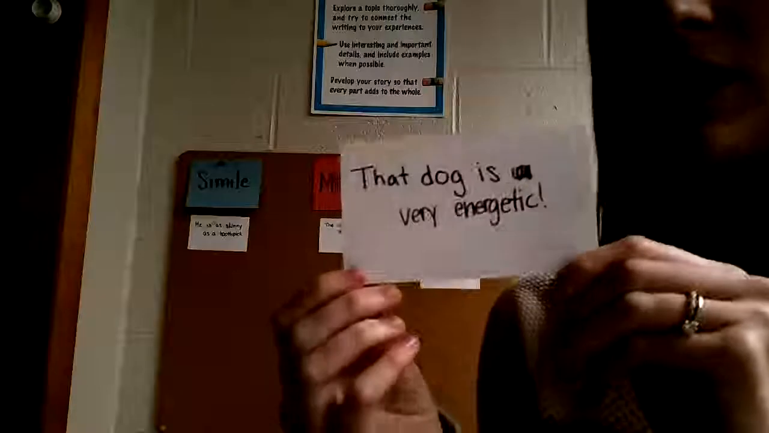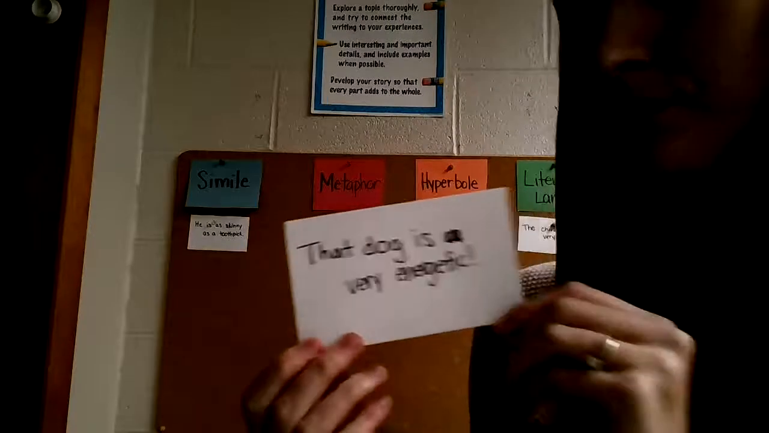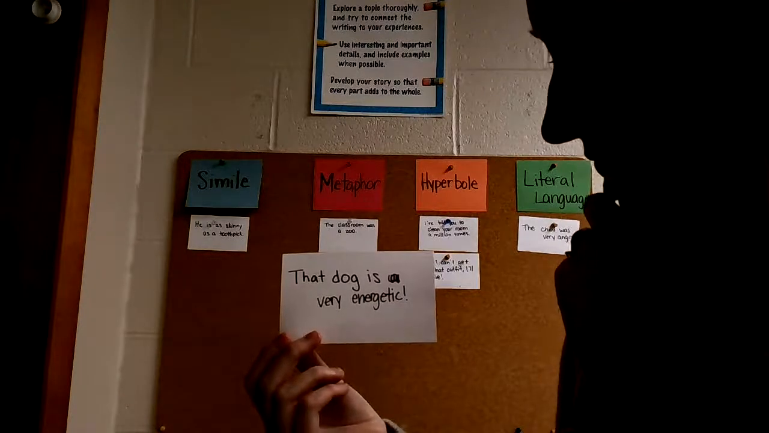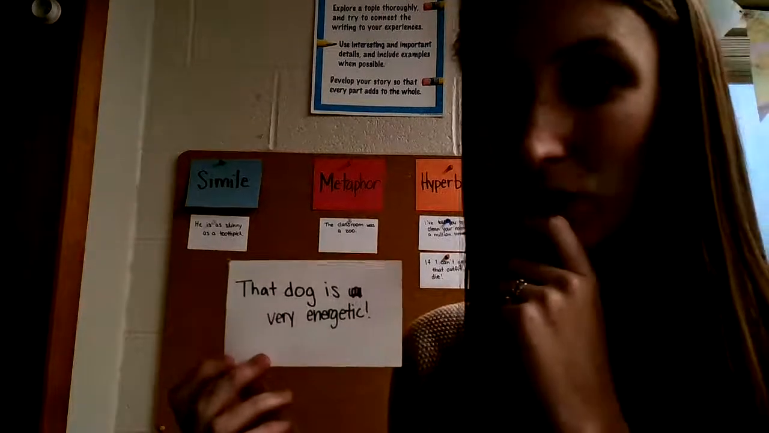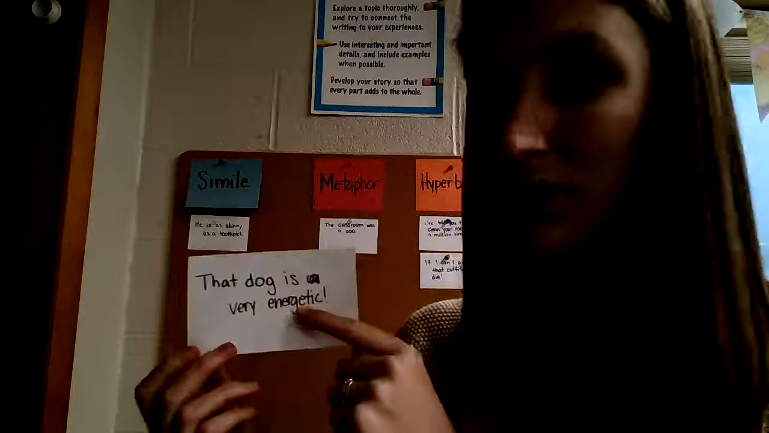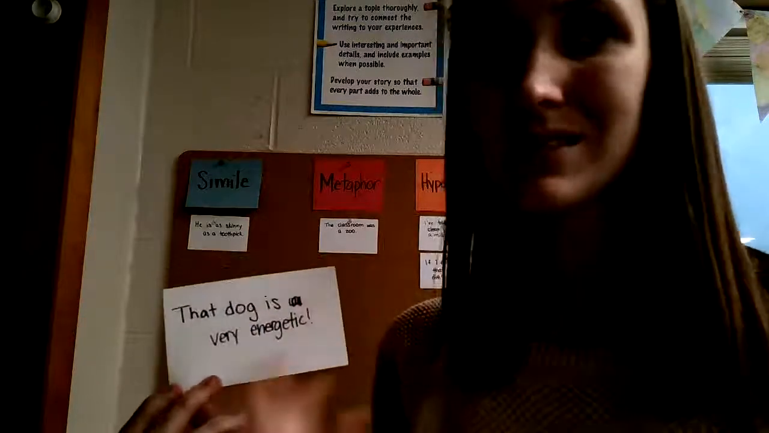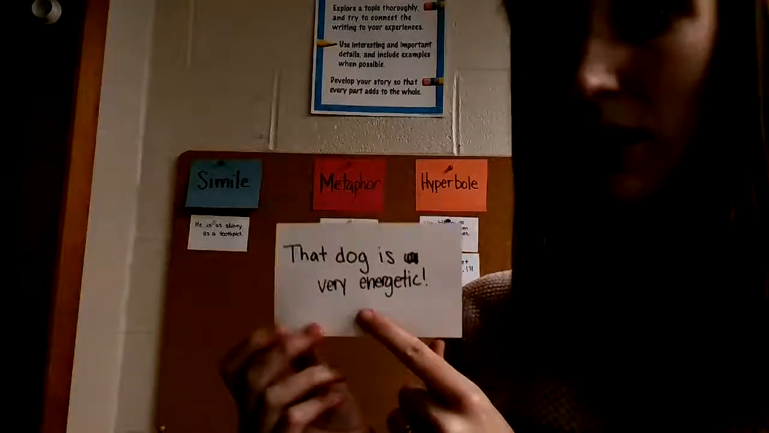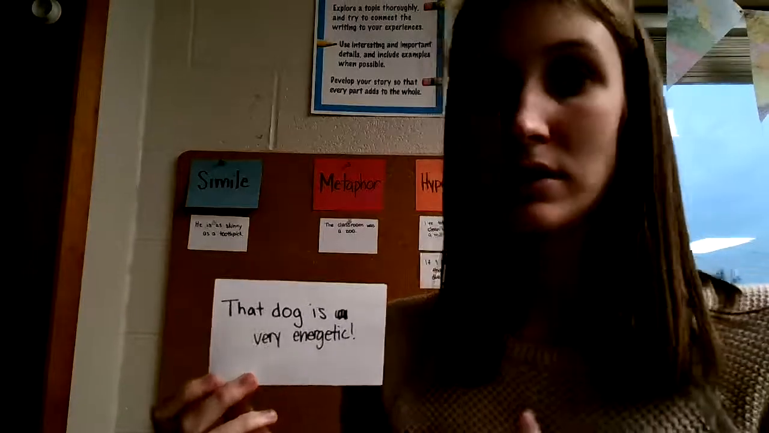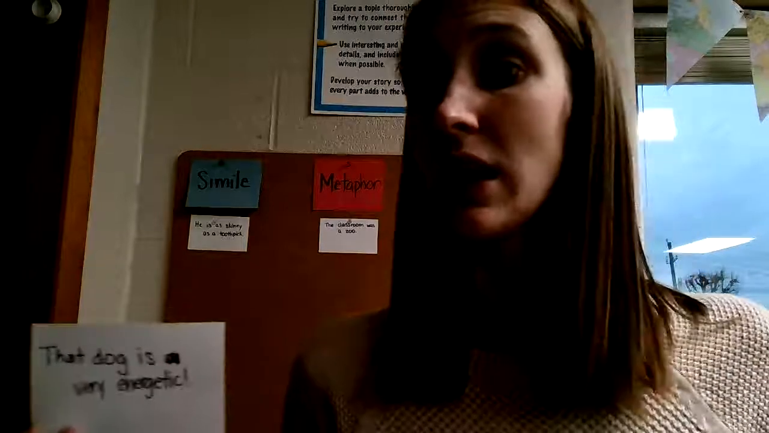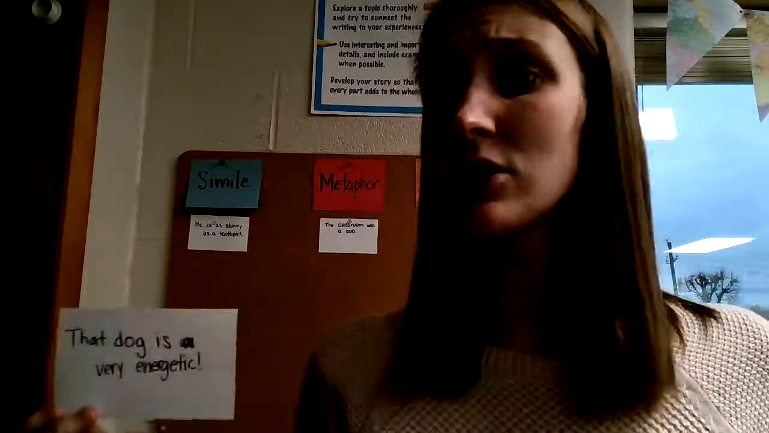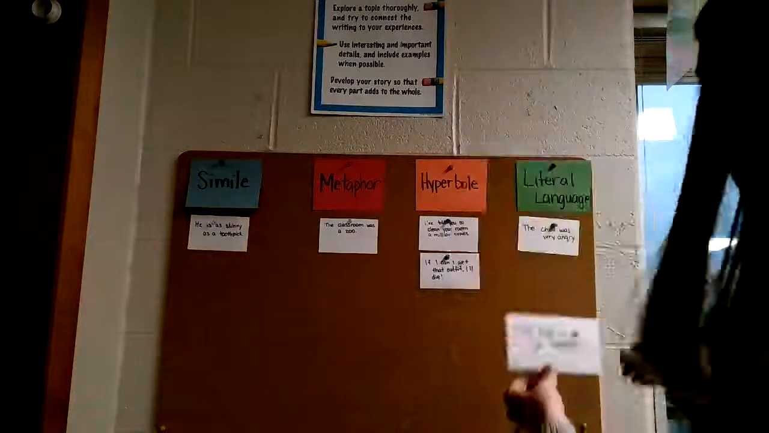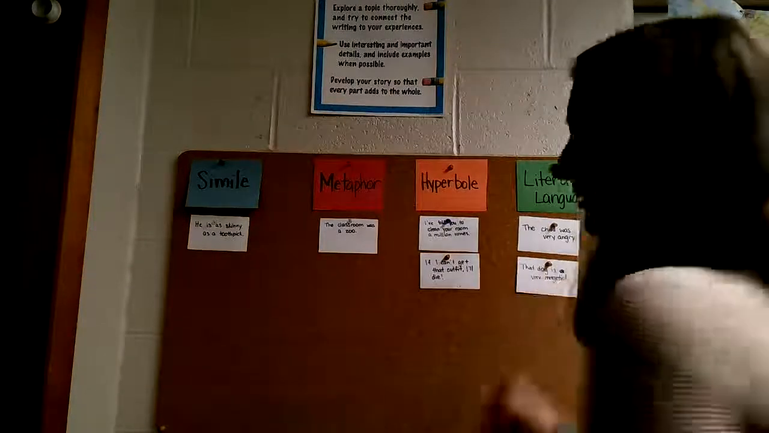That dog is very energetic. I see my noun. This doesn't have another noun. You're saying something's energetic, you're just describing it. I could say I'm energetic. I could say you're energetic. That's an adjective. I'm not saying this dog is as energetic as an Energizer bunny, or that this dog is an Energizer bunny. I'm just saying they're energetic. This is going to go under literal.